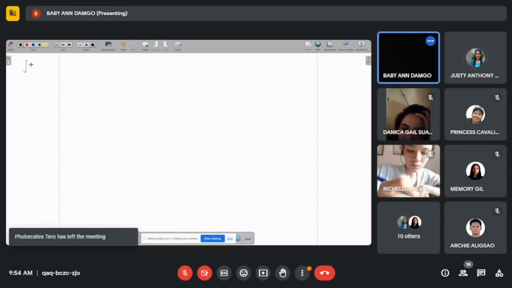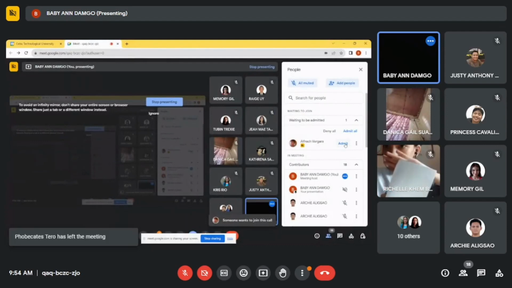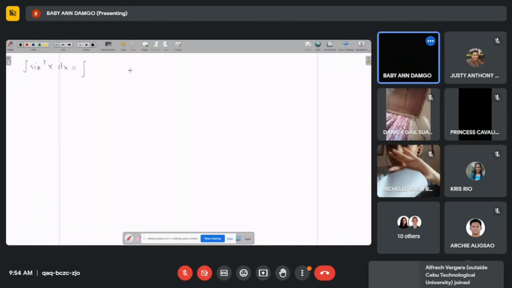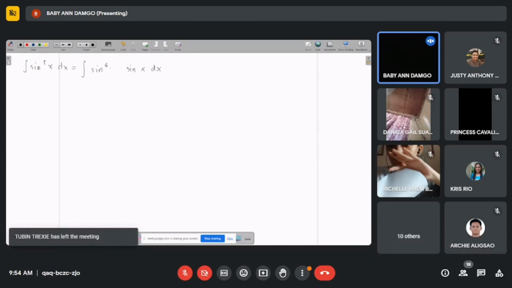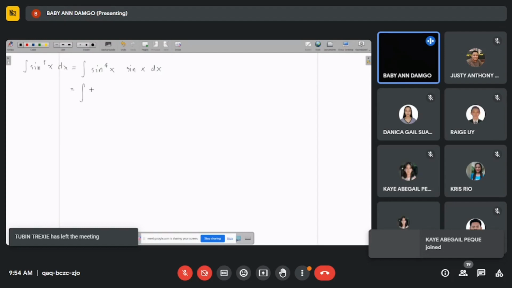So another is we have sine to the 5th x dx. Okay? So, same technique. So we take one sin x, so we have sin x dx. And then the remaining, we need to convert it to cosine. So we can write this as sin squared x to the power of 2 sin x dx.